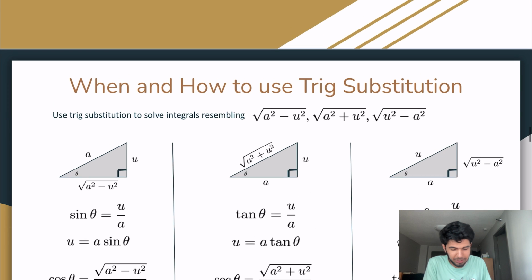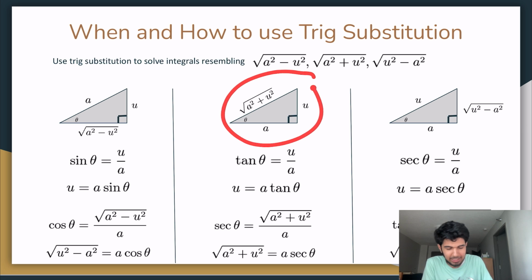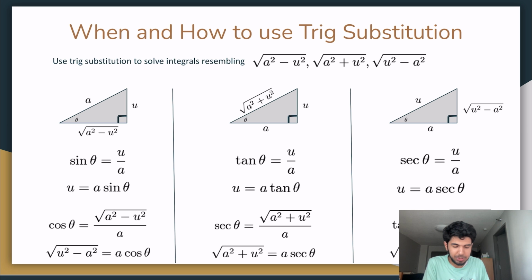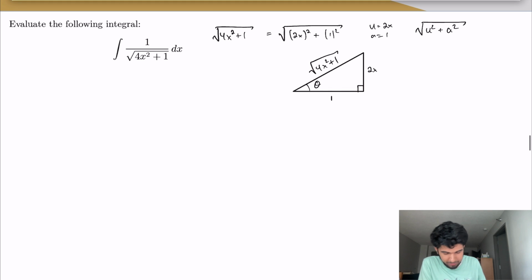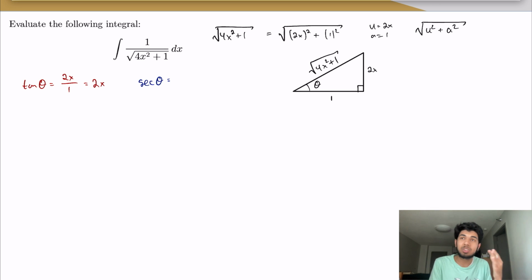Okay, so if we scroll back up to here, we're underneath this second column, and we computed tangent of theta and secant of theta. So let's do that with what we have now. Tangent of theta is equal to opposite over adjacent. So opposite of theta is 2x, adjacent is 1, so tangent of theta equals 2x. And secant of theta, secant is 1 over cosine. Cosine is adjacent over hypotenuse. Secant is hypotenuse over adjacent.